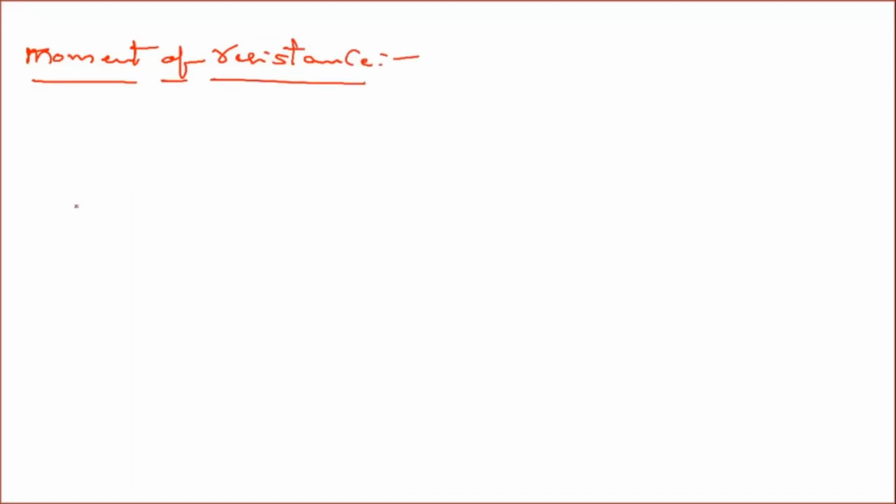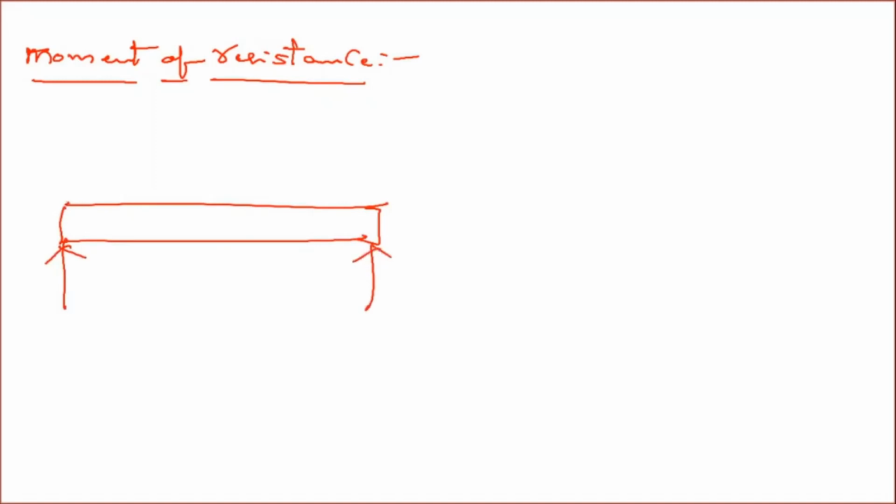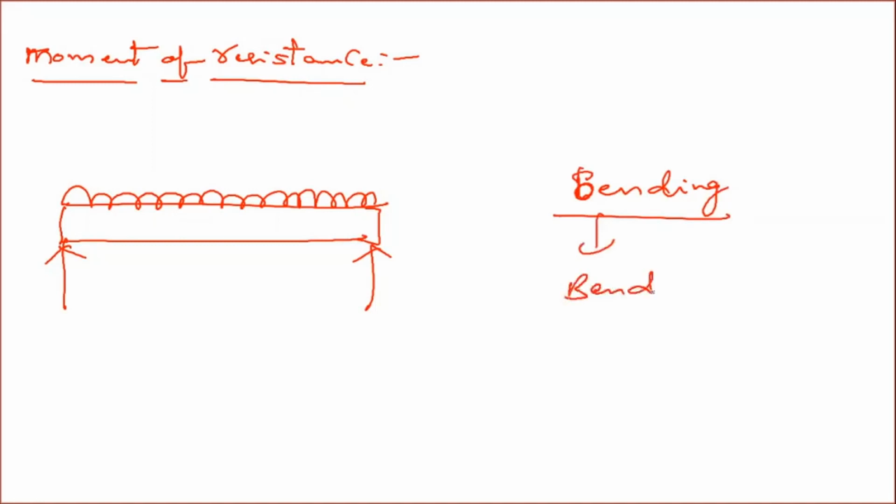Okay, so now suppose you take a simply supported beam like this and apply UDL throughout the span. When you apply the load like this, the beam is subjected to some bending. So bending in the sense, what is generated in the beam? Bending moment is generated due to the applied load.